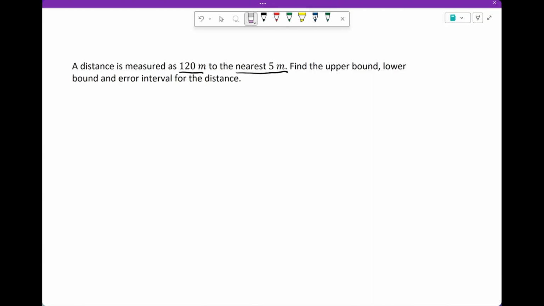And we need to find the upper bound, the lower bound, and the error interval. So let's draw my number line. And the number we're working with is 120, so I'm going to put that in the middle. And then we're going to consider our degree of accuracy, which is the nearest 5 meters. So we're going to add that to 120 to get 125, and then subtract that from 120 to get 115.